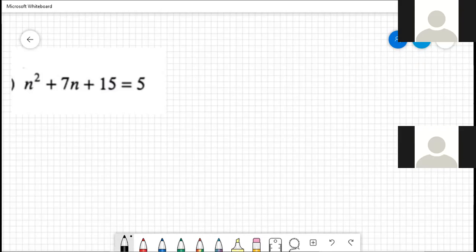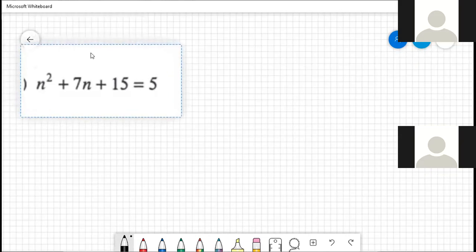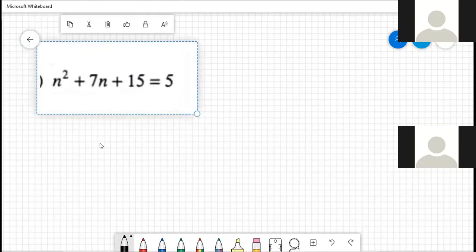So what would we need to do with this here? Well, first of all, I can't see the whole problem, but that's okay. I can only see half of it, but I can see what I need to see. Can we see the n squared? Yes. All right. Now I do.